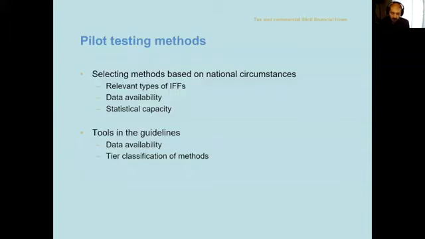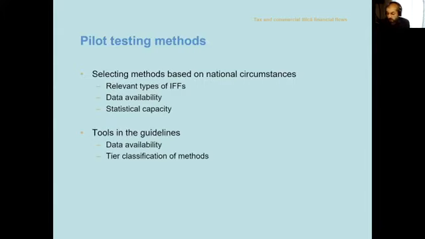Now, UNCTAD guidelines provide a suite of methods for pilot testing to allow national statistical authorities to select and adapt methodologies to their national circumstances with respect to nationally relevant types of the IFFs, data availability, and statistical capacity. Moreover, guidelines provide additional tools and resources for national authorities to undertake national statistical measurement of tax and commercial IFFs.